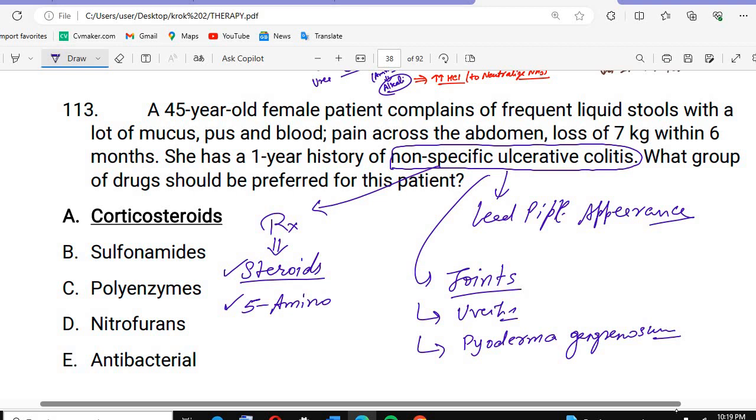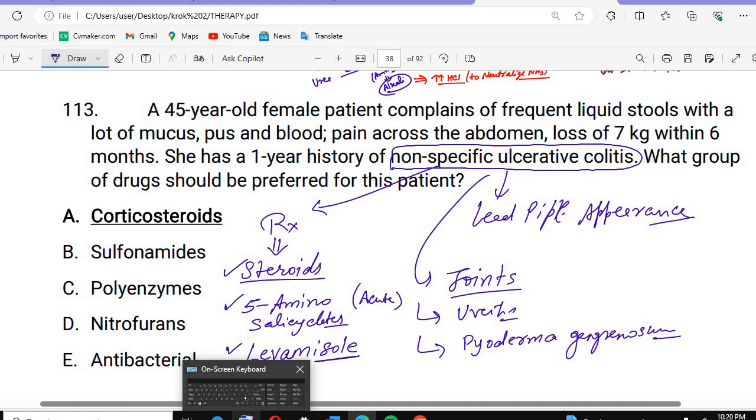5-amino salicylates. And 5-amino salicylates we will give in which condition? In acute inflammatory condition. 5-amino salicylate in acute conditions. If still it is not, we can use the immunomodulators, that is levamisole. Levamisole is used as an immunomodulator in specific ulcerative colitis. Okay.